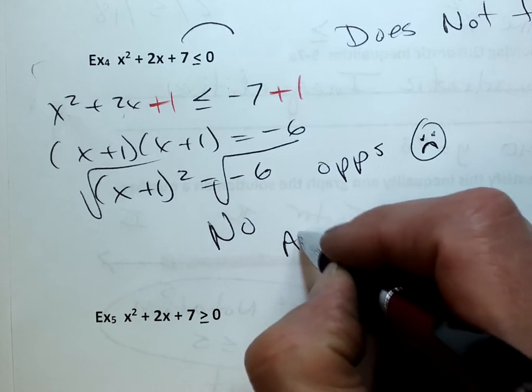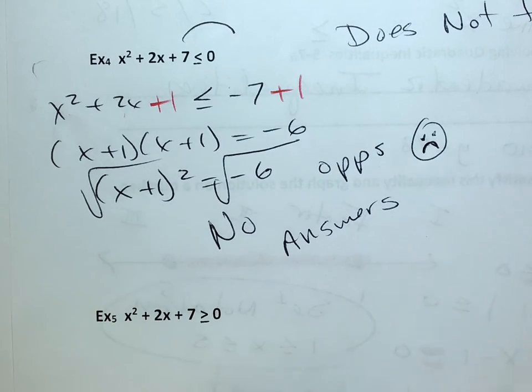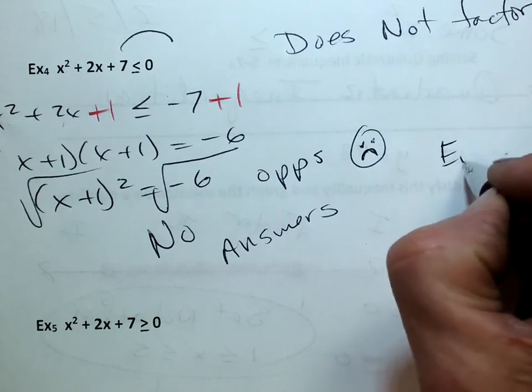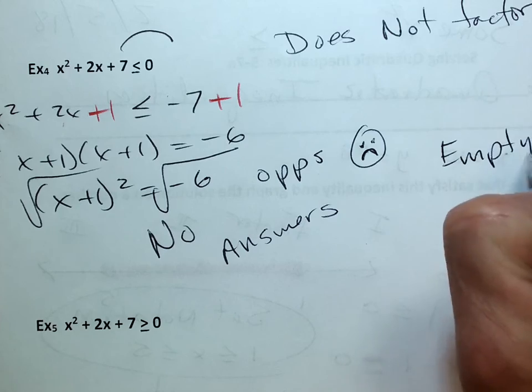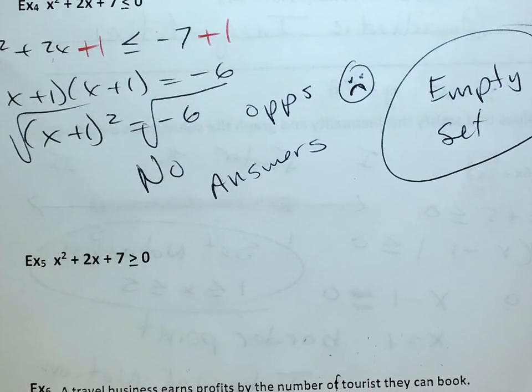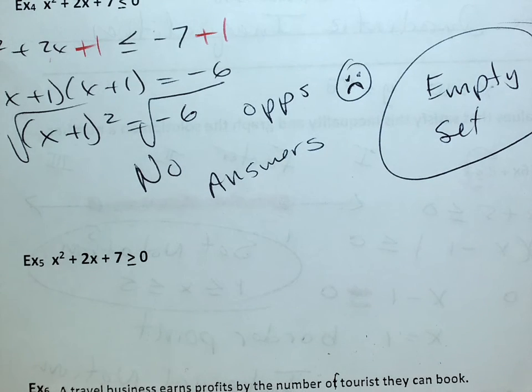No answers, okay? So mathematically, we'll say the empty set, and that's the mathematical answer for that. No answers, empty set, okay? Plus or negative, no answers. Yeah, exactly. Okay, now how about example 5?